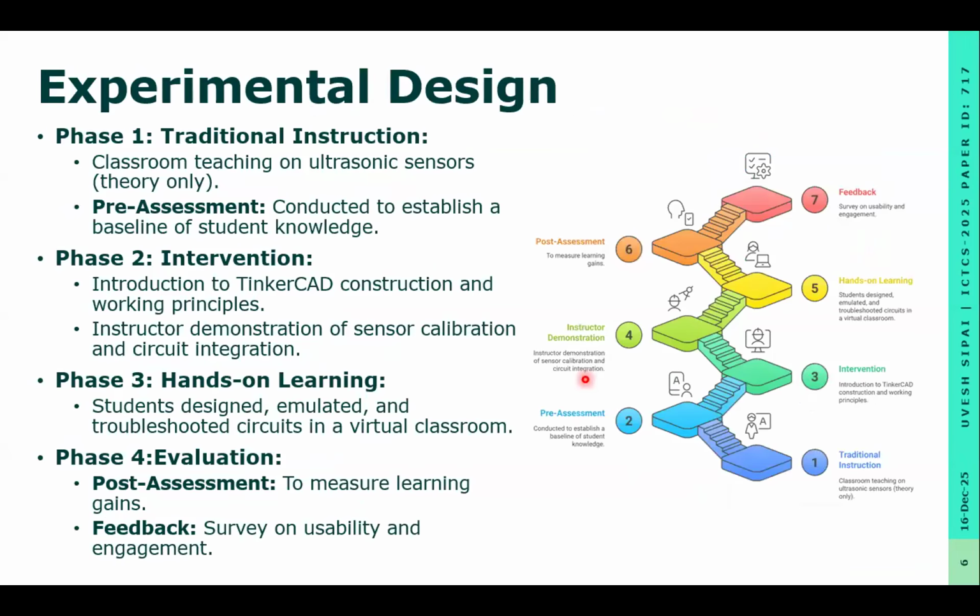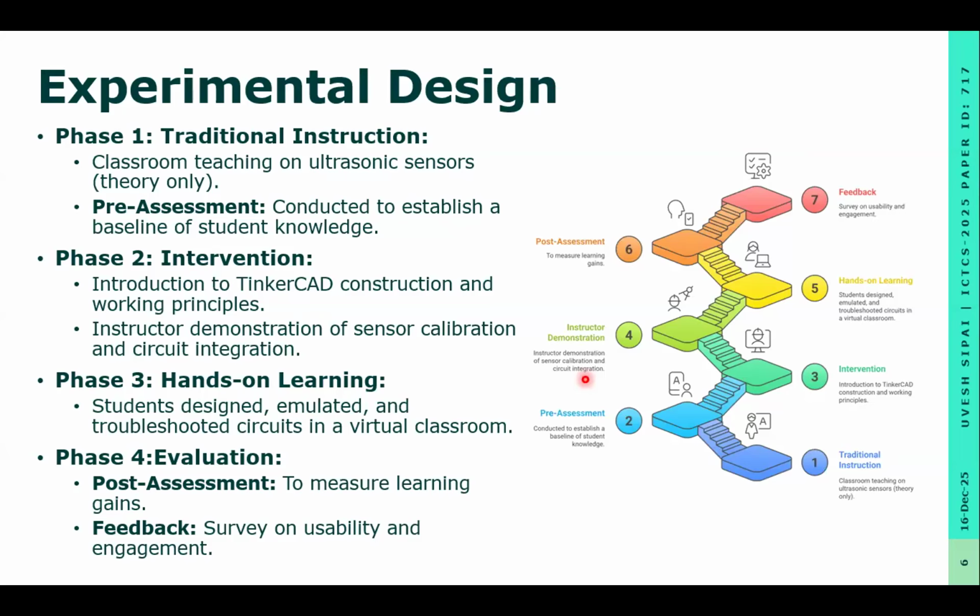So here is our experimental design. First of all, we introduced a particular theoretical topic in a traditional way. Then we did a pre-assessment. We conducted a test that is designed to evaluate the students across various cognitive domains.